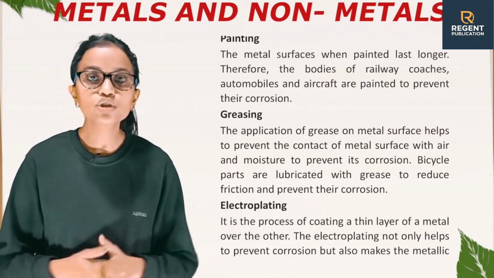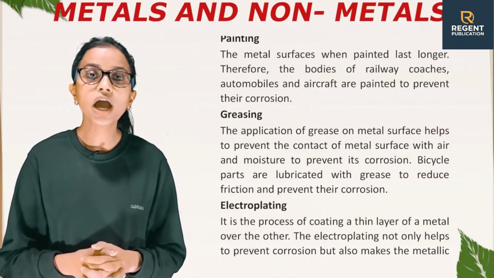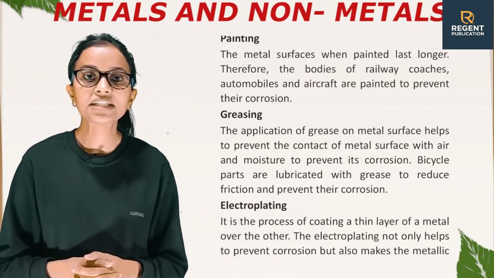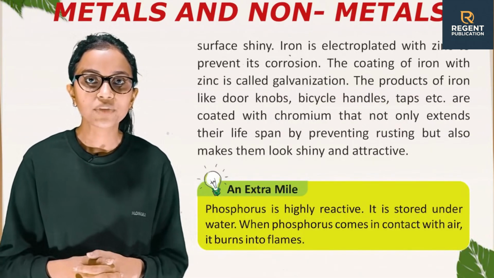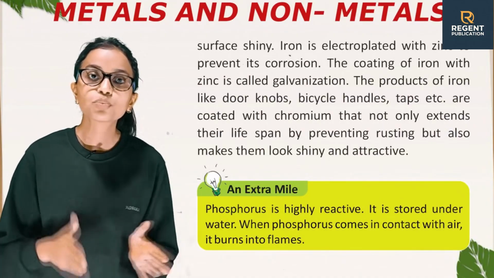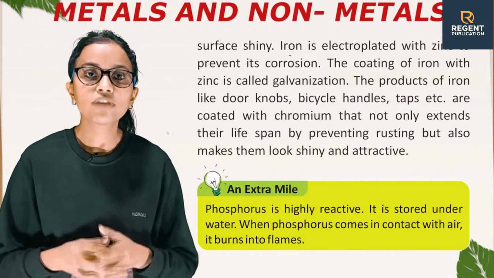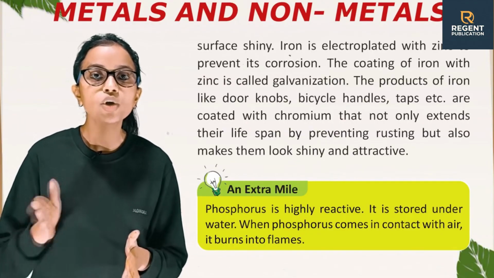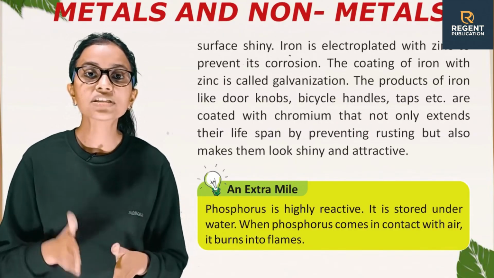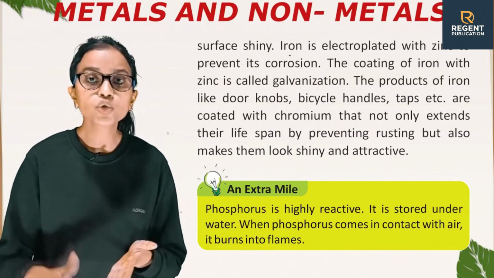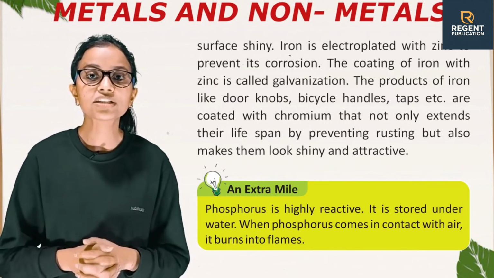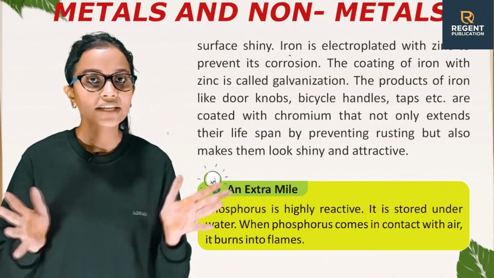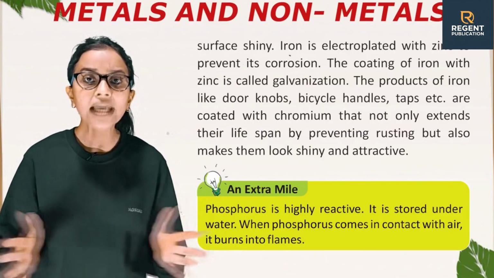Electroplating. It is the process of coating a thin layer of a metal over the other. The electroplating not only helps to prevent corrosion but also makes the metallic surface shiny. Iron is electroplated with zinc to prevent its corrosion. The coating of iron with zinc is called galvanization. The products of iron like door knobs, bicycle handles, taps, etc. are coated with chromium that not only extends their lifespan by preventing rusting but also makes them look shiny and attractive.